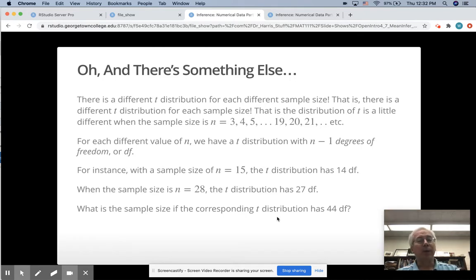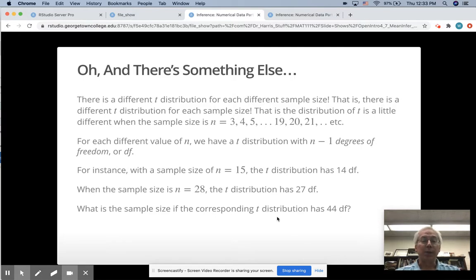But there's one other thing to mention about T distributions, which is that there actually is a collection of T distributions. It's not just a single distribution, like a normal distribution centered at 0. There are infinitely many T distributions centered at 0. And there's a different one for each different sample size. So if I conducted an experiment where the sample size was 25 and then another experiment where the sample size was 40, I would be expecting the distribution of my data to have slightly different characteristics based on the sample size.